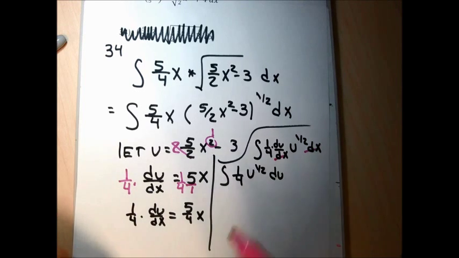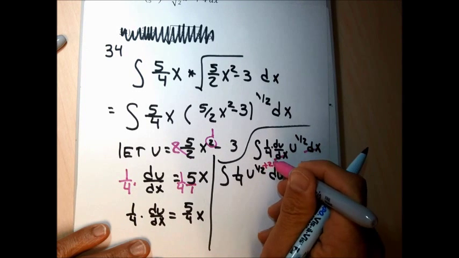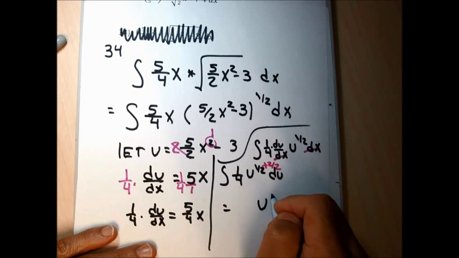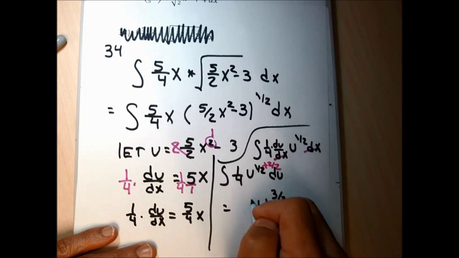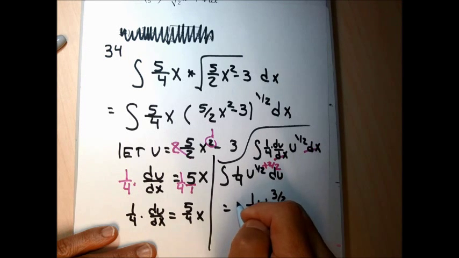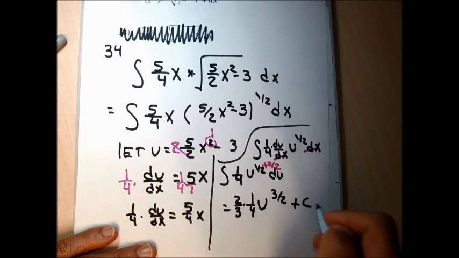I'm going to add 2/2 to the exponent, and my new exponent's going to be 3/2. And there's already a 1/4 in front of the u. Instead of dividing by 3/2, I'm going to multiply by 2/3. And I'm going to tack on the plus c.